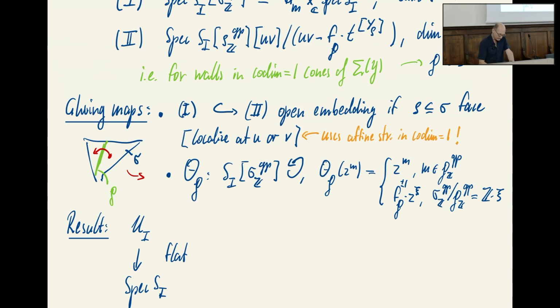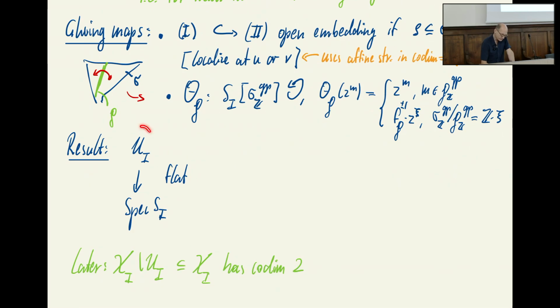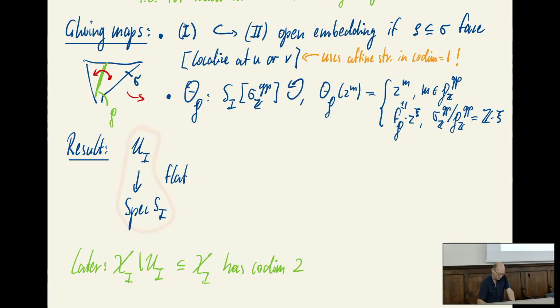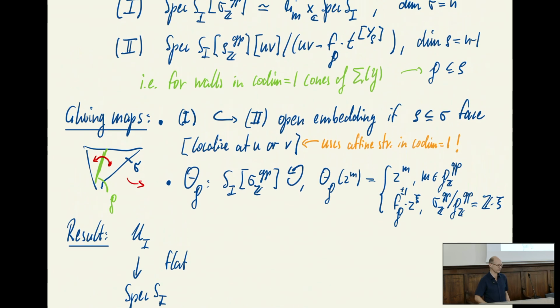And if you do that, you take the colimit of all these models of this category we have defined, this diagram, we get some scheme Ui over Spec Si that's flat. And we will see later that the complement of Ui will be an open subset in Xi, the thing we are after, that has codimension 2. So what we are missing is codimension 2. We have only done something in codimension 0 and codimension 1, not in higher codimensions. Any questions on this step?